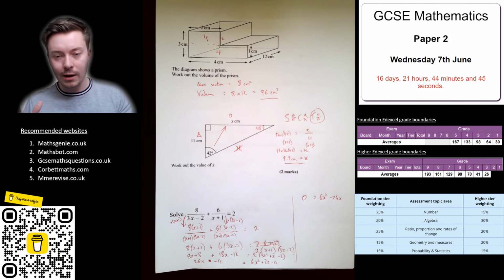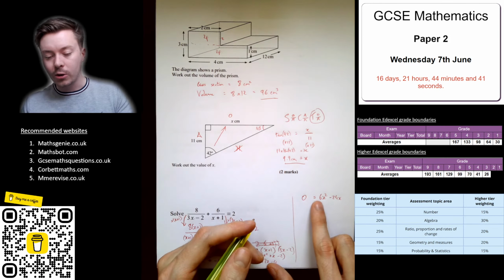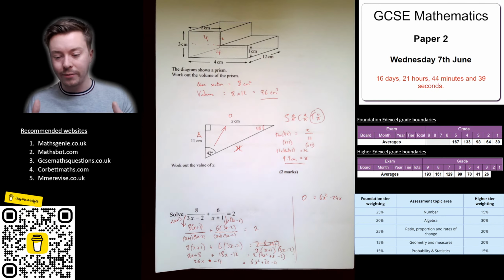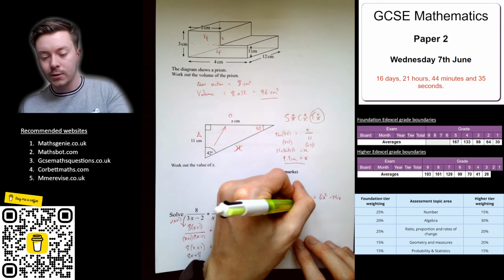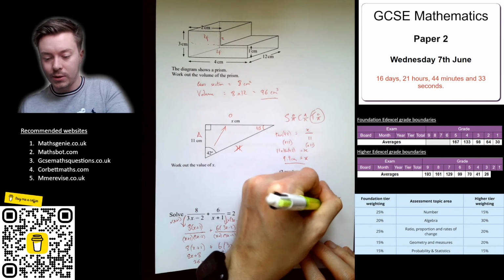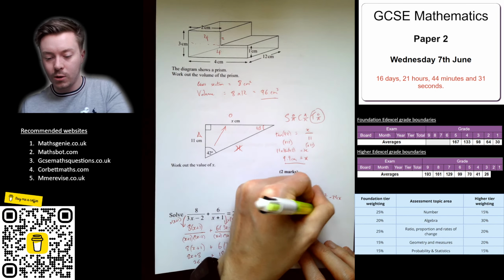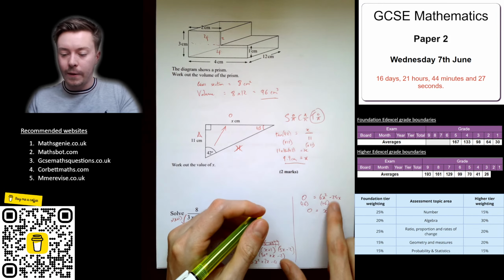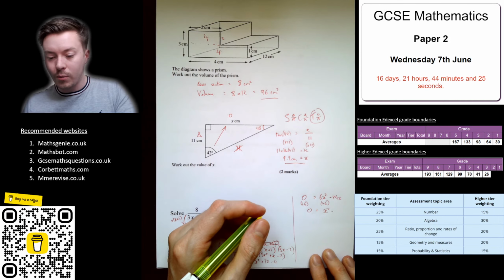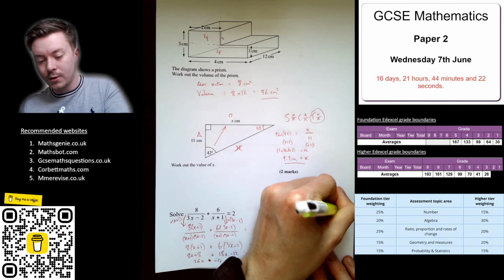Now, because I don't have that constant term at the end, I know I can factorise out an x. I can also factorise out or divide by 6. So what I'm going to do, I'm going to divide by 6 on both sides, because 0 divided by 6 is still 0. So 0 is equal to x squared minus 24x is going to give me, divided by 6 is 4x.